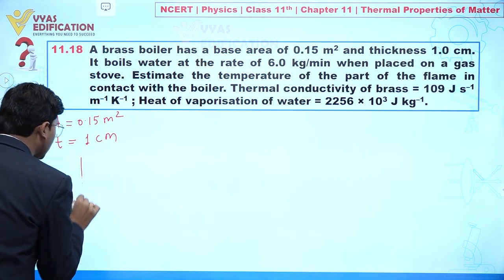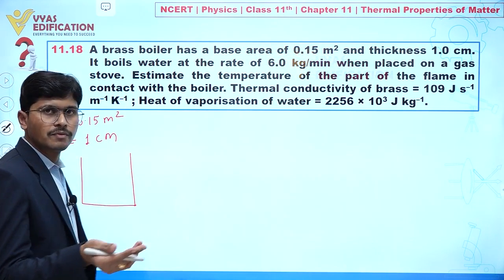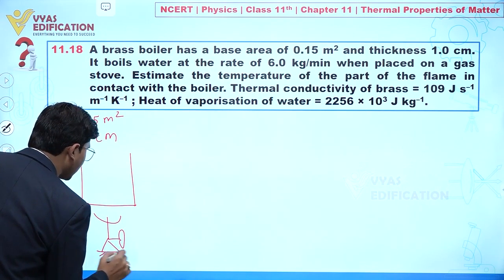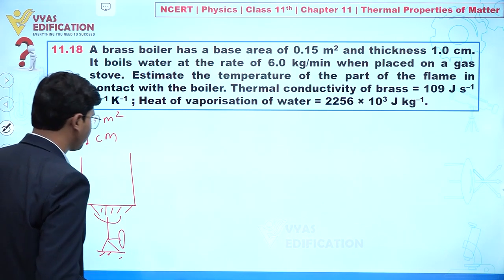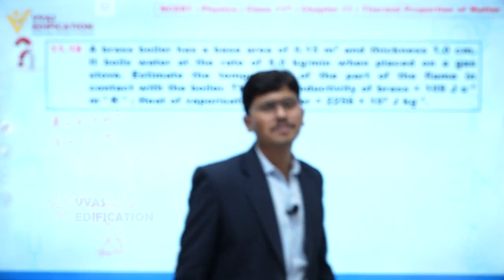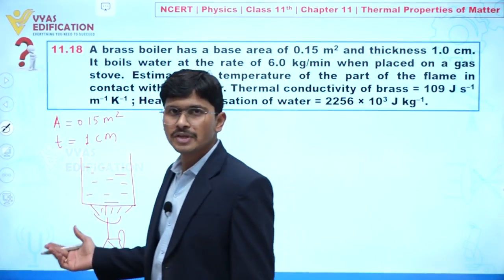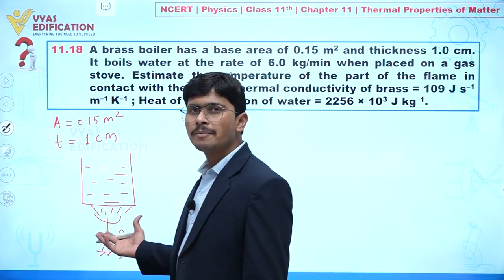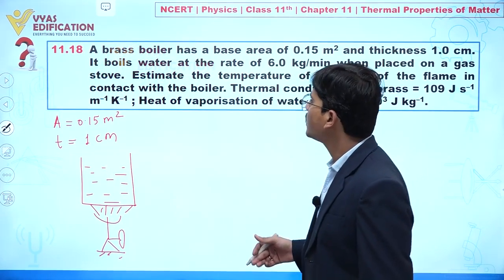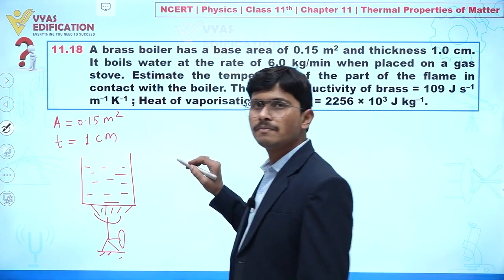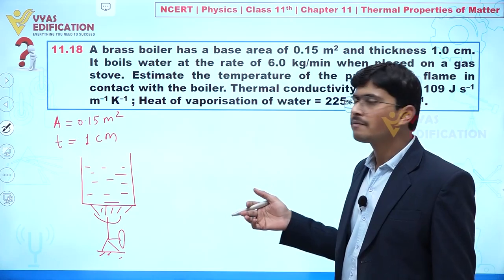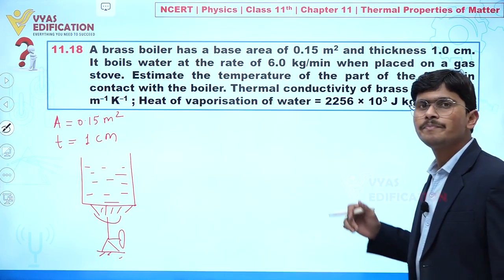Let's suppose I am drawing a boiler, and this is made up of brass. Let's suppose this is a gas stove and from here the flame is coming, and let's suppose we have water. Because this is a brass boiler, the function of a boiler is to convert this water into steam. Whatever heat we are providing from outside, it is utilized to convert water into steam. So a brass boiler has a base area of 0.15 meter square, and thickness is 1 centimeter.